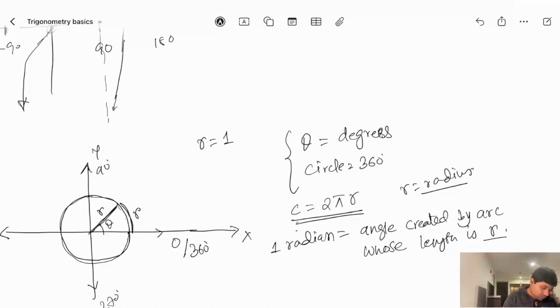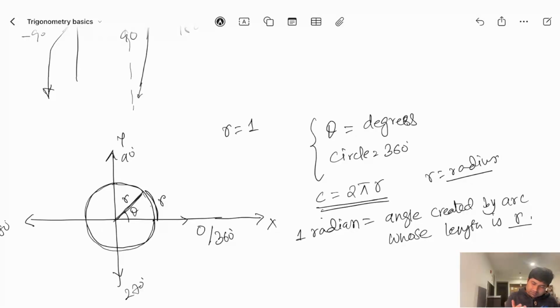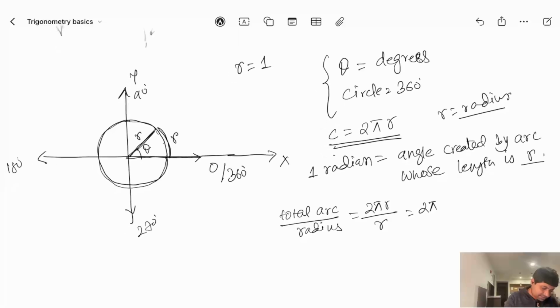So you can think of the ratio between the total arc and the radius. The total arc is nothing but your entire circumference, 2 pi r, and the radius is r, so the ratio is 2 pi, right? So if I simply put the radius here, the angle created against the x axis is called 1 radian. Okay, so what is the value of 1 radian then?